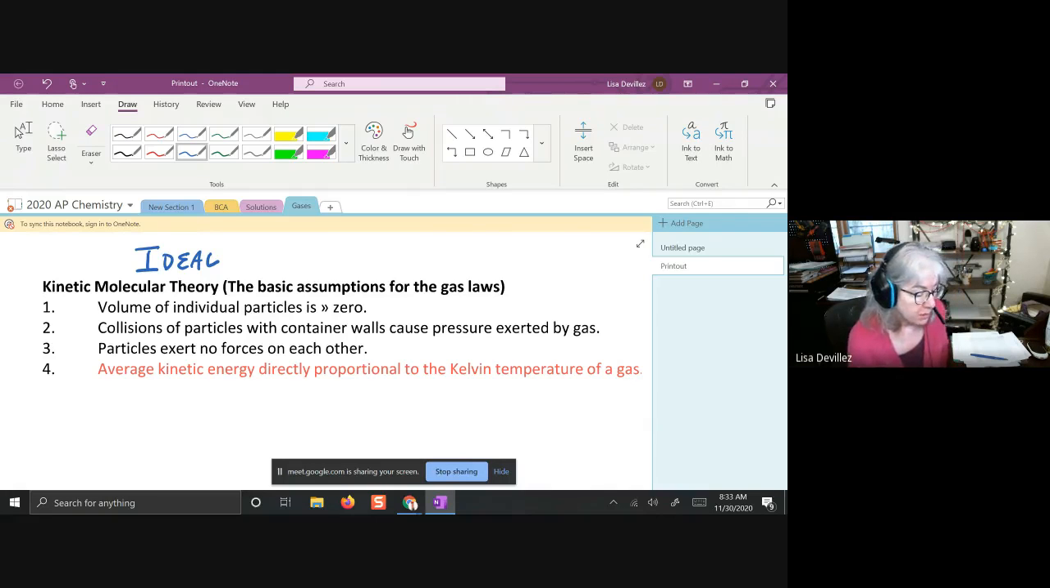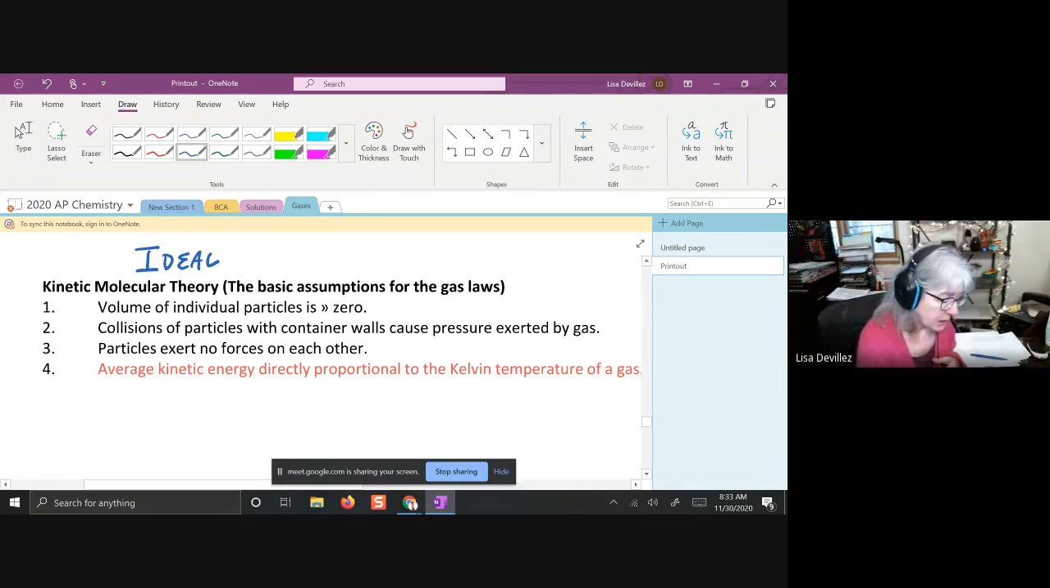So the first one is that the volume of the individual particles is 0. What that means is that compared to the volume the gas is in, the size of the individual gas molecules is not even significant. If we tried to account for it, it would be way out in the decimal places. So relative to the volume that the gas is in, the size of the gas molecules is so small that we don't need to include it in our calculation. Then we did talk about this: the pressure of a gas is due to the frequency of the collisions of the gas molecules with the container wall.